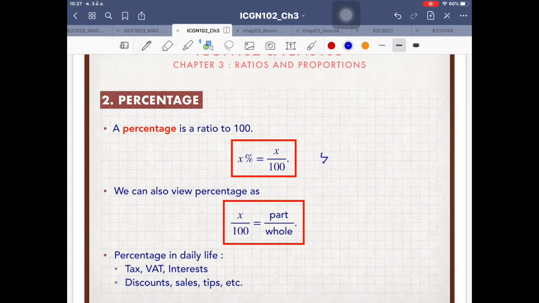For example, if you have 5%, it means that you will compare the number 5 to the number of 100. So this term will give you 5 divided by 100. All right, and then we can also view the percentage as X over 100 to be part over whole. X will be the term of part, 100 will be the term of whole.